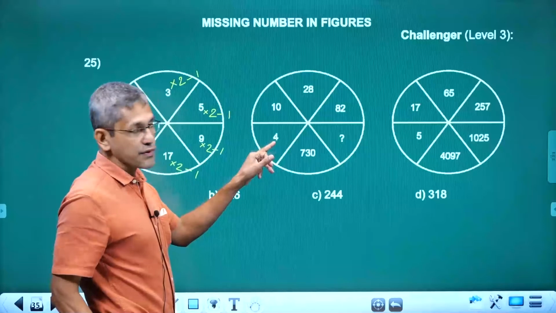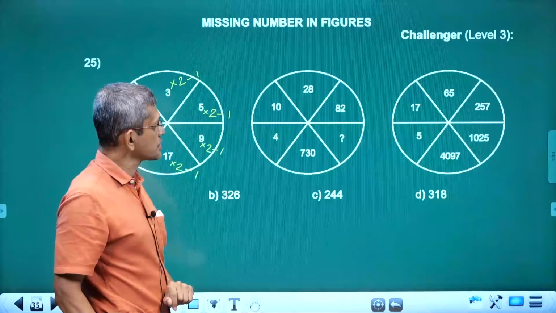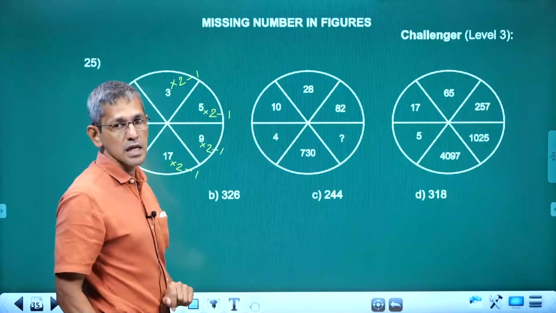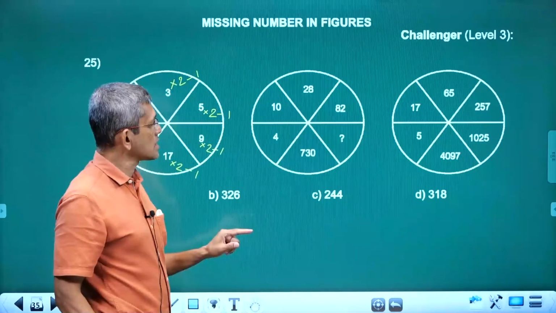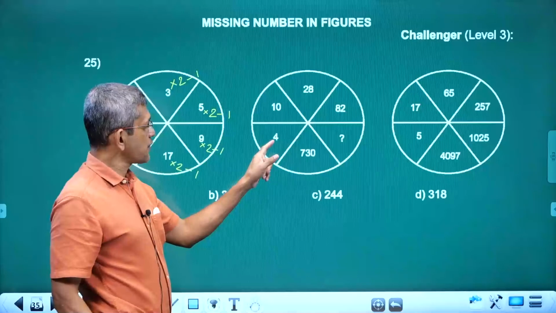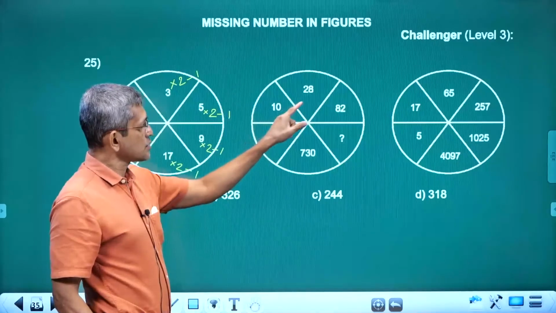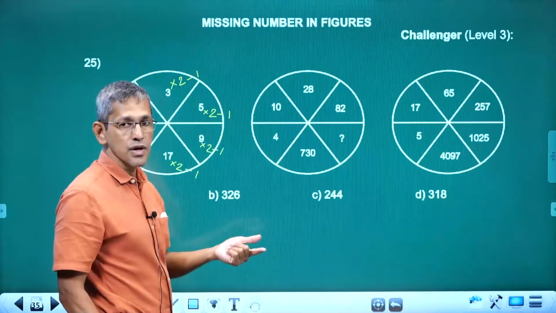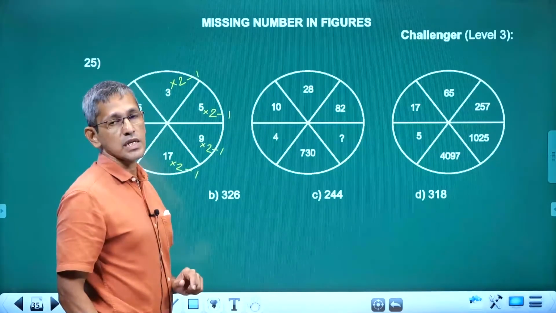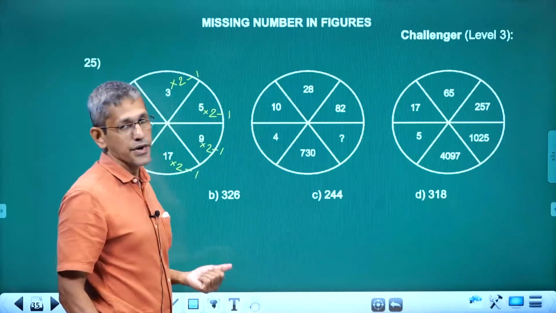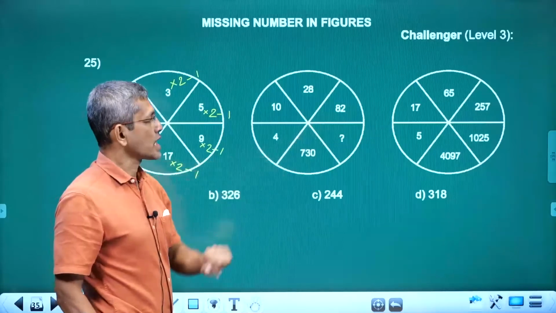Well, check it out. 4 into 2 is 8, 8 plus 2 is 10. And 10 into 3 is 30, and 30 minus 2 is 28. So in that case, this is 4 into 2 plus 2, that is 10. 10 into 3 minus 2, 28. Next one, 28 into how much? It is into 2, it is into 3. Next one, 28 into 4. Well, 28 into 4 is something more than 100, right? And that minus 4, we don't get the answer, 82.